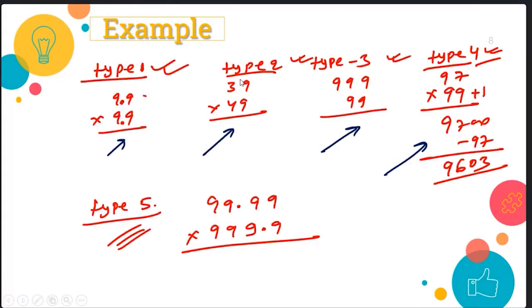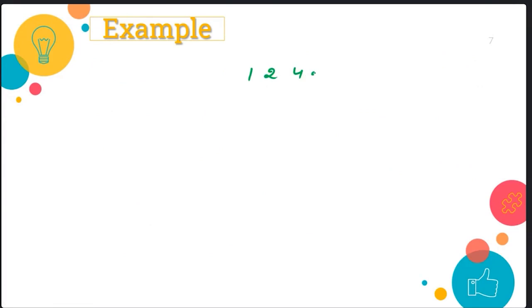That's it. Tell me the next answer, everyone. Solve the question and give me the answer. Next question: 124.3 multiplied by 99. Give me the answer. Solve it, everyone.